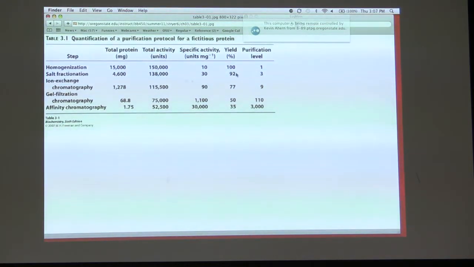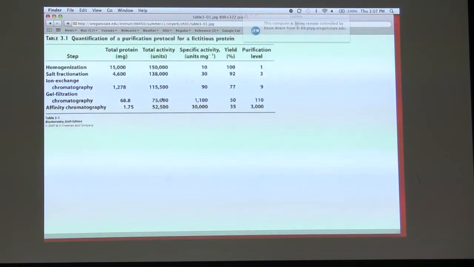How much yield did I have? Well, the yield was how much of the desired protein they had compared to how much they started with. So the yield was, in fact, 138,000 divided by 150,000 times 100, and they discovered that they had 92% yield. That's pretty cool. 92% of their original protein is there, yet almost 3/4 of their undesired protein disappeared. So they've done a pretty good purification step there.